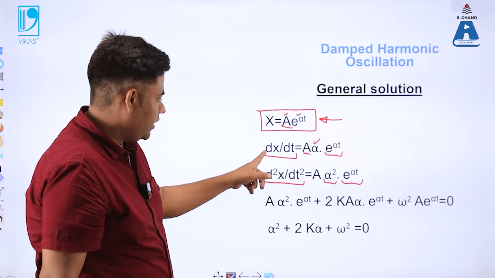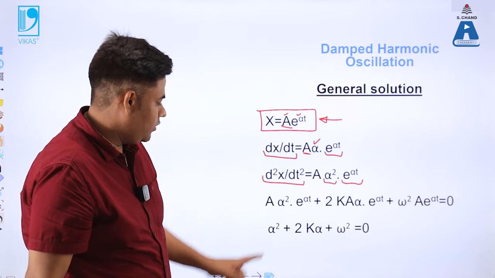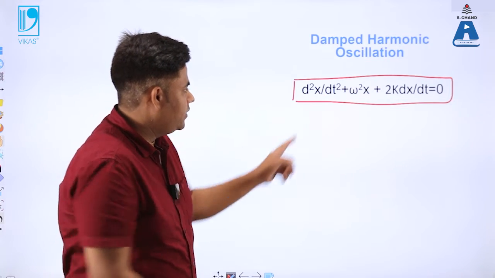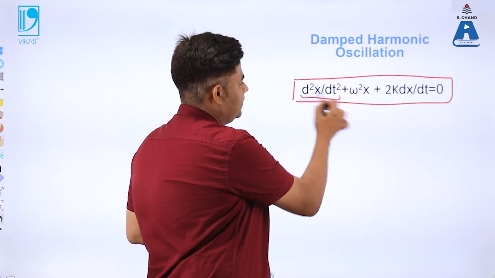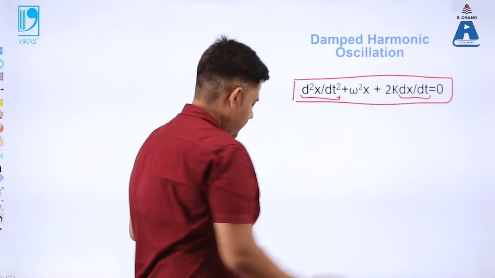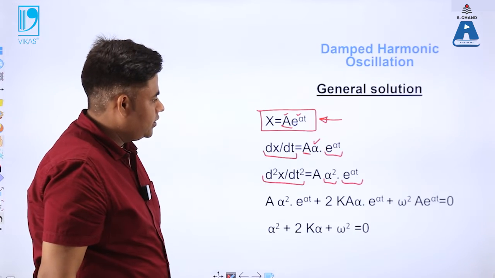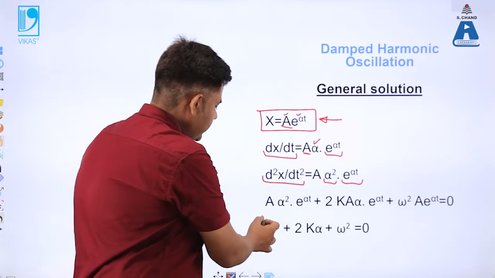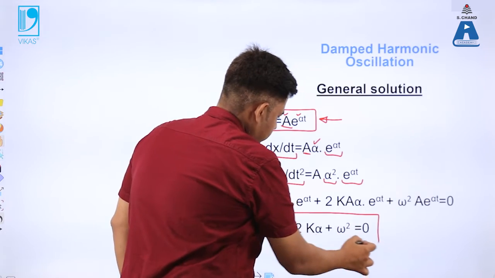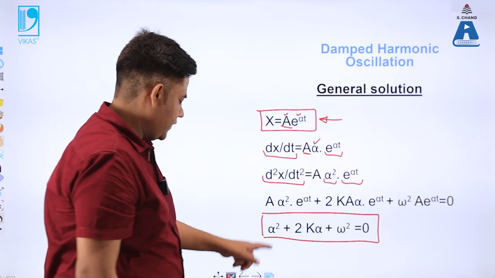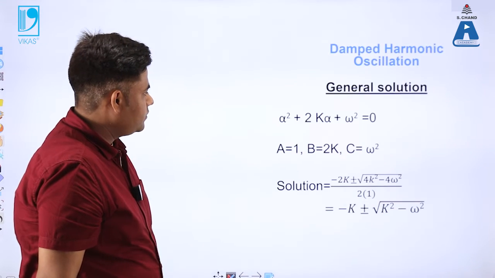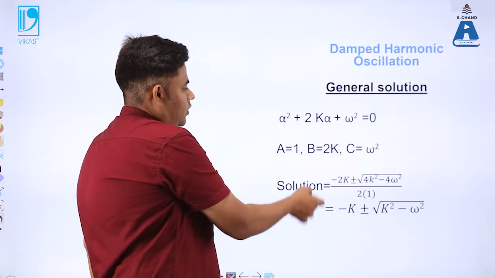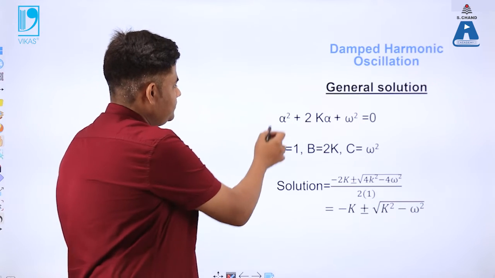Now I have this value of dx by dt and I have this value of d2x by dt square. I need to substitute the same in this expression, d2x by dt square and dx by dt. So after substituting the same parts in this expression, I'll get this final expression. Again solving this final expression for the solution, what do I get? I need to solve this by the quadratic formula.